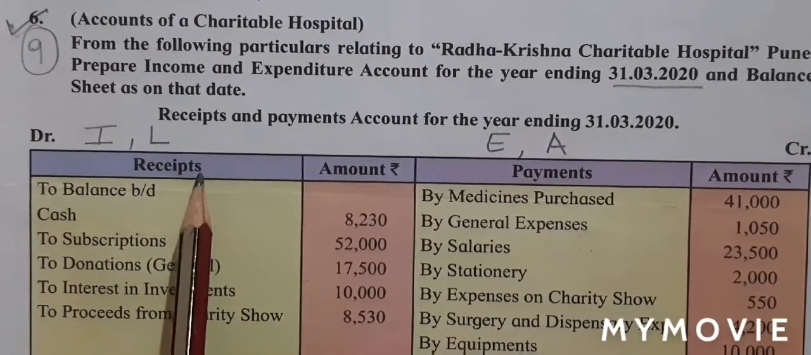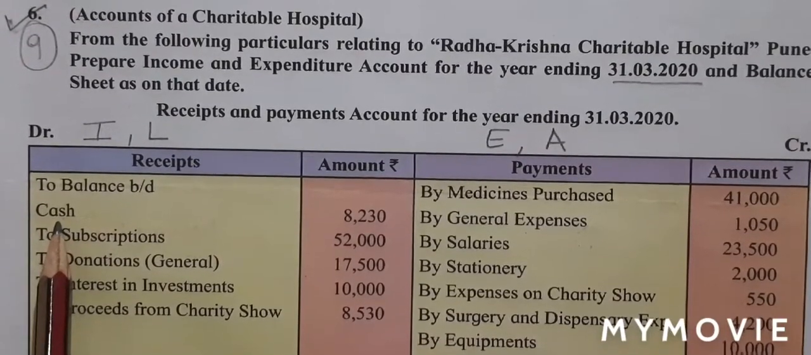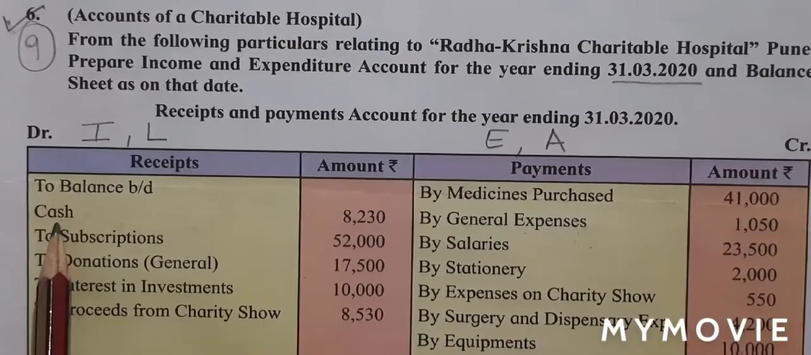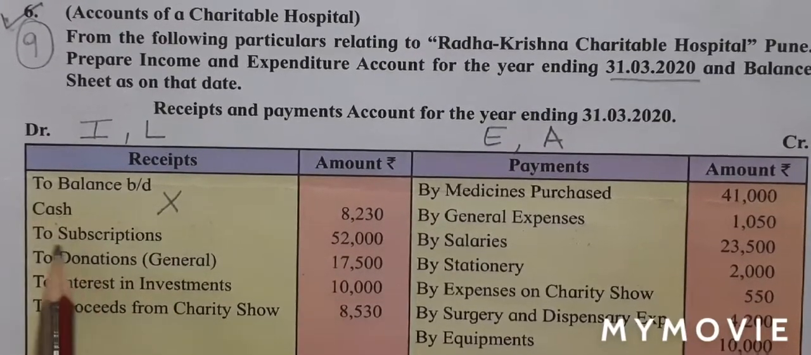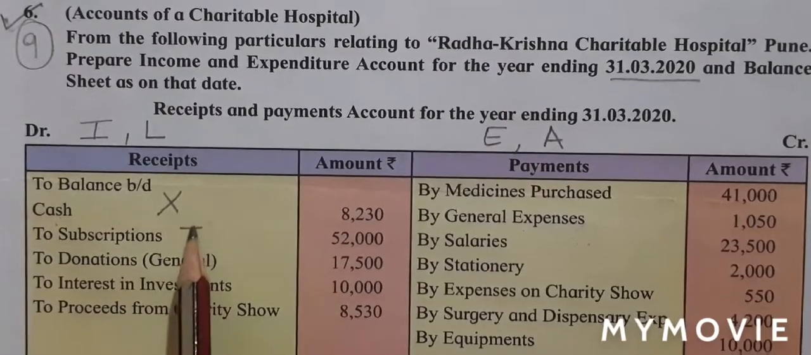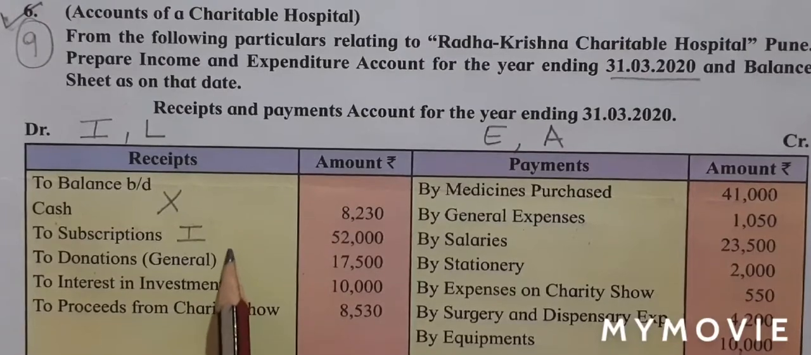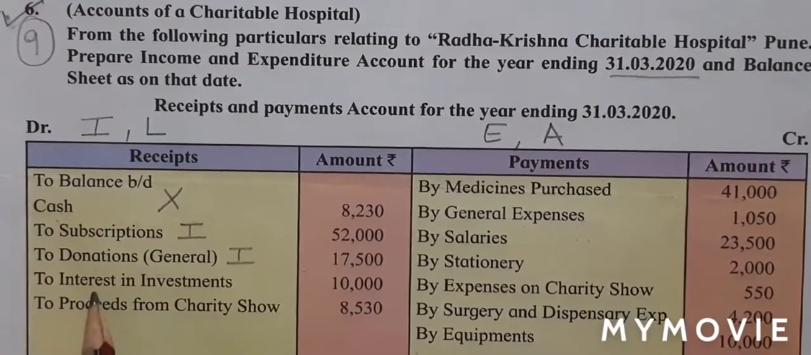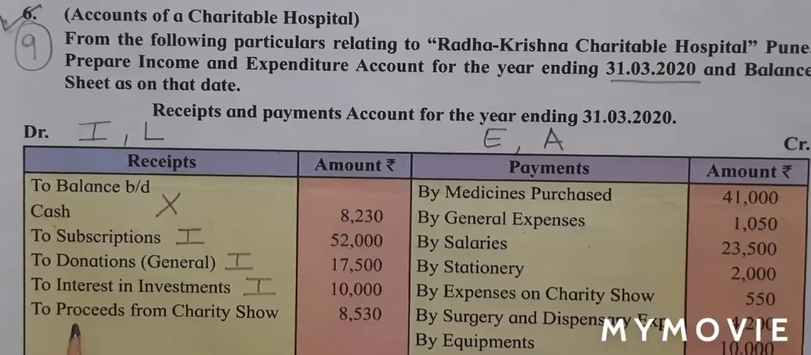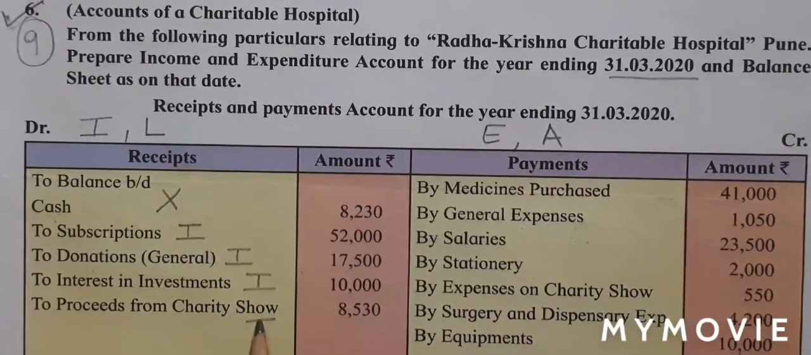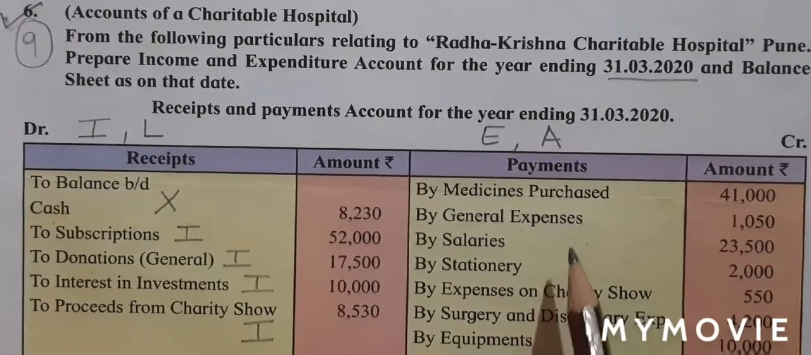On the receipt side, to balance brought down, cash balance is given. This is my opening cash balance. Opening cash balance is never considered. Next is subscription income, donation which is given for general, so income, interest in investments, income, proceeds from charity show, income. We now move on to the payment side.